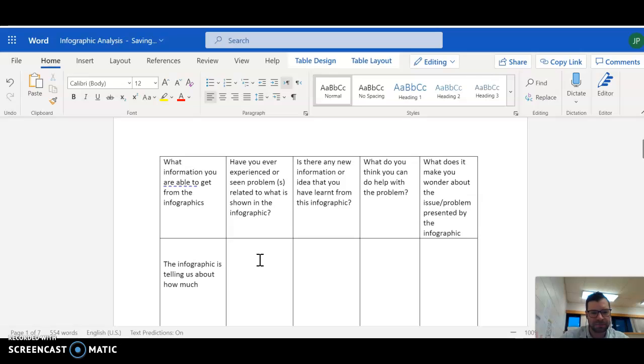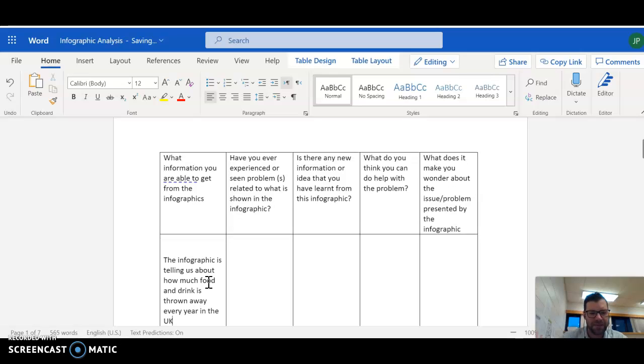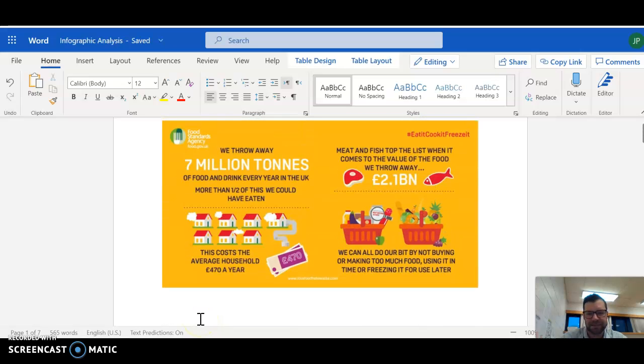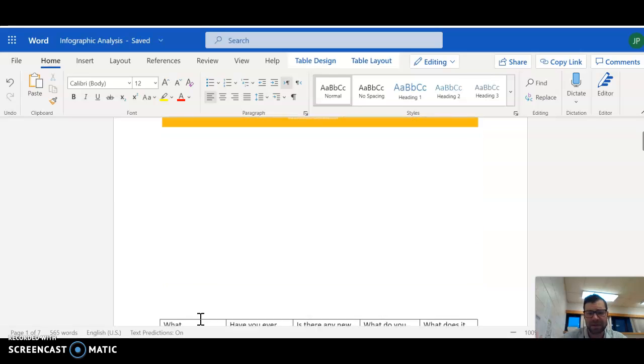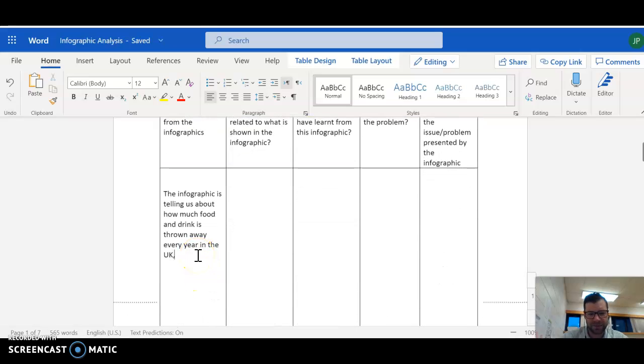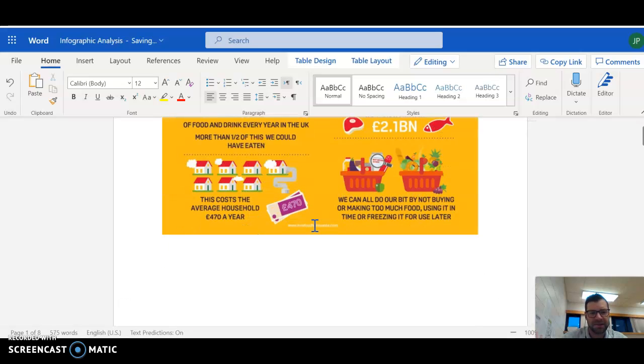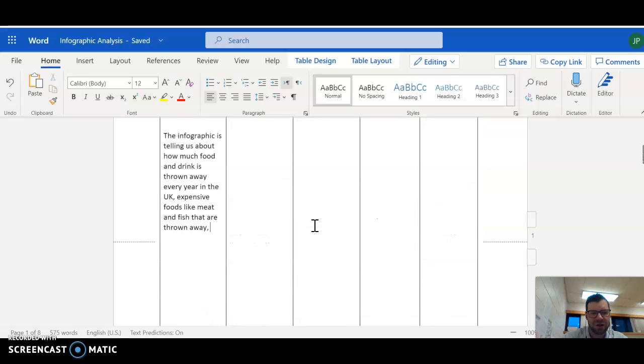Spelling mistake. So the infographic is telling us about how much food and drink is thrown away every year in the UK. As well, the expensive foods that are thrown away, like meat and fish. And how much it costs the average household.